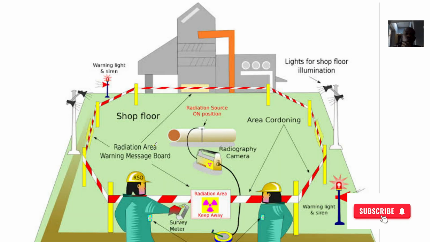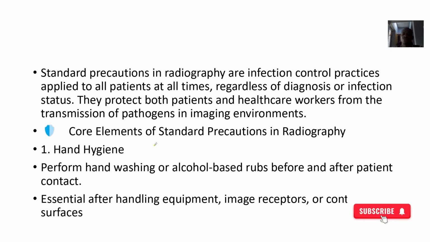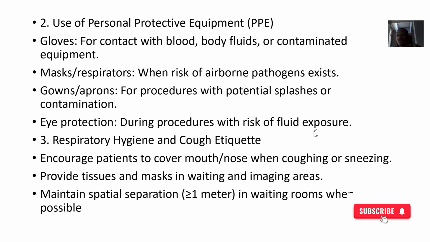So for radiography, the rules we have on ground are there to prevent infection spread, and they are there to protect the radiographer. But first of all, they are there to protect the patient. You understand? So the first rule here is hand hygiene. You have to perform hand washing or use alcohol-based rubs before you touch a patient and after you touch a patient, and also after handling equipment, after touching a surface, after touching imaging receptors, a lot of things.